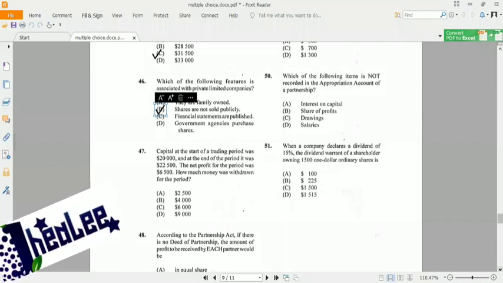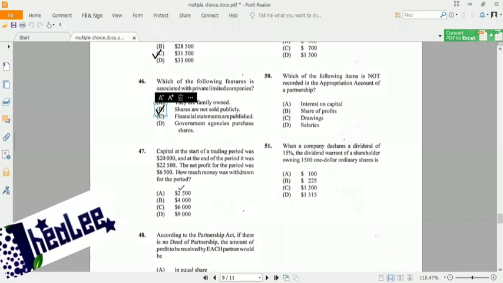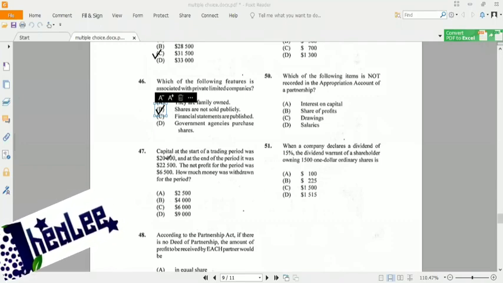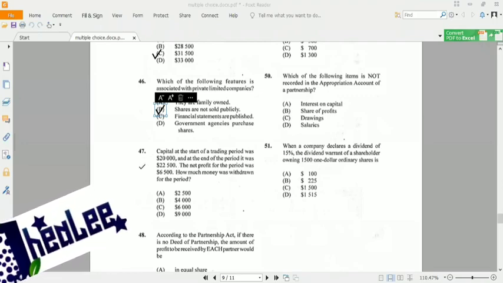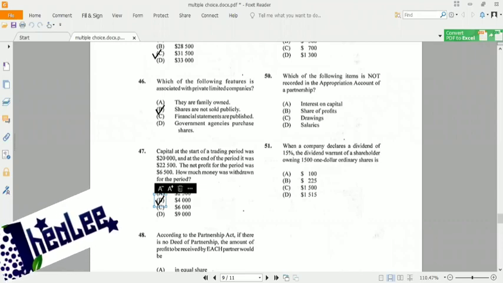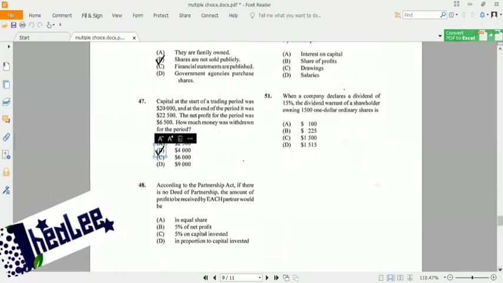The equation that we did earlier, which is the opening capital. Opening capital, add net profit, less the drawing, that would give you the closing capital. So the 20,000, add the 6,500. We have that on the left hand side, the 22,500 on the right. We cross over, or the difference would give us 4,000. That's what you got? Yes, Miss.